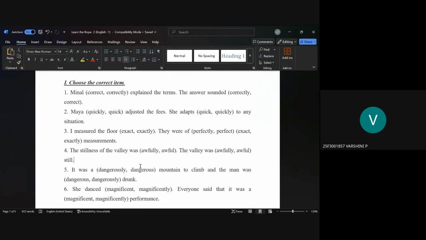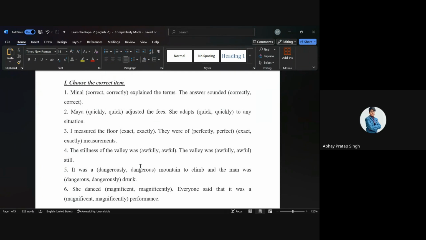Dangerous mountain, dangerously drunk. There's a dangerous mountain to climb, and the man was dangerously drunk. So the first case is an adjective to the word mountain, and the second case, dangerously drunk, is an adverb.